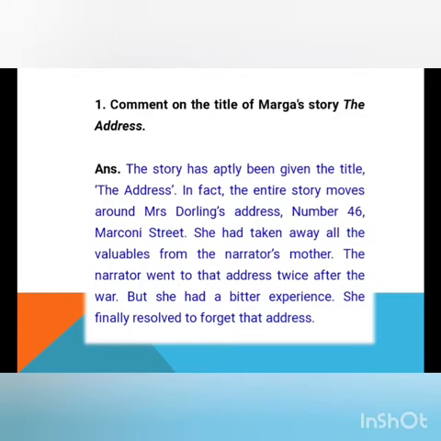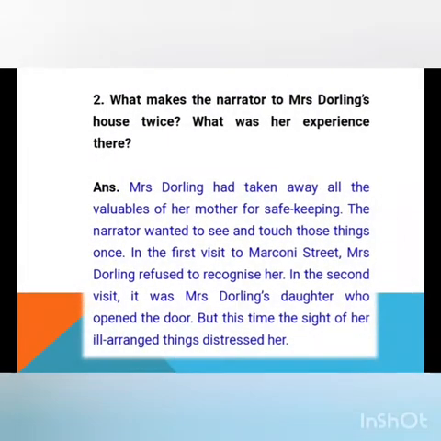Moving on to the second question. What makes the narrator go to Mrs. Darling's house twice? What was her experience there? Mrs. Darling had taken away all the valuables of her mother for safekeeping. The narrator wanted to see and touch those things once because her mother was dead after the war, and she wanted to recollect all those memories and touch those things.